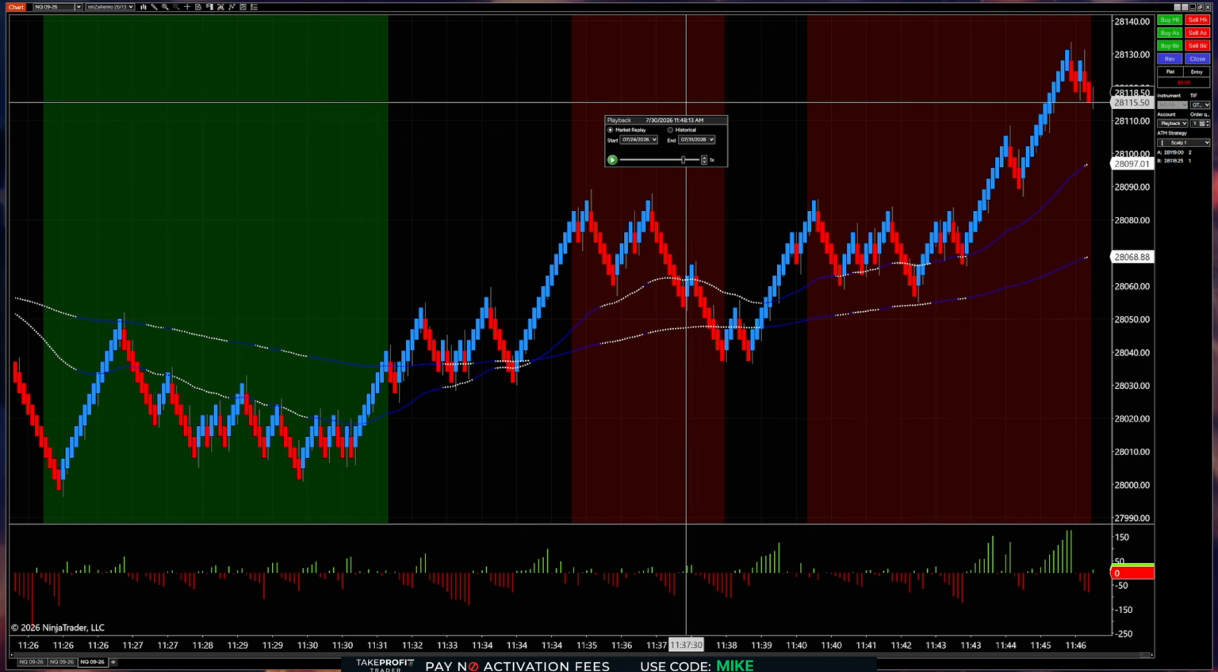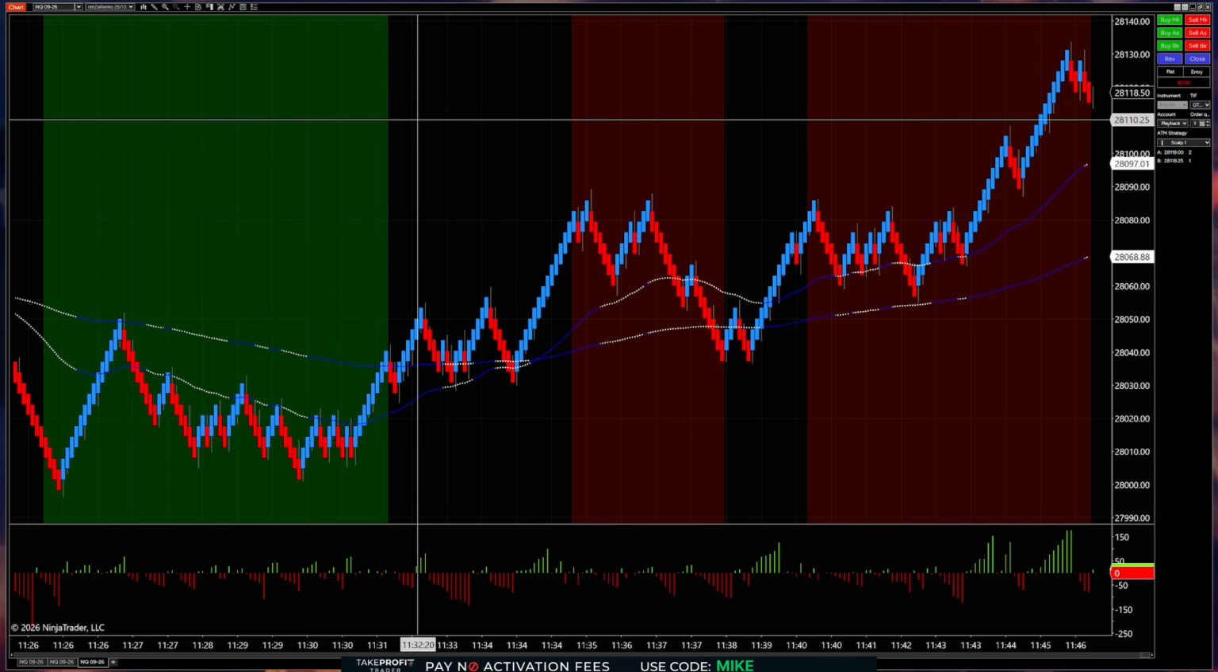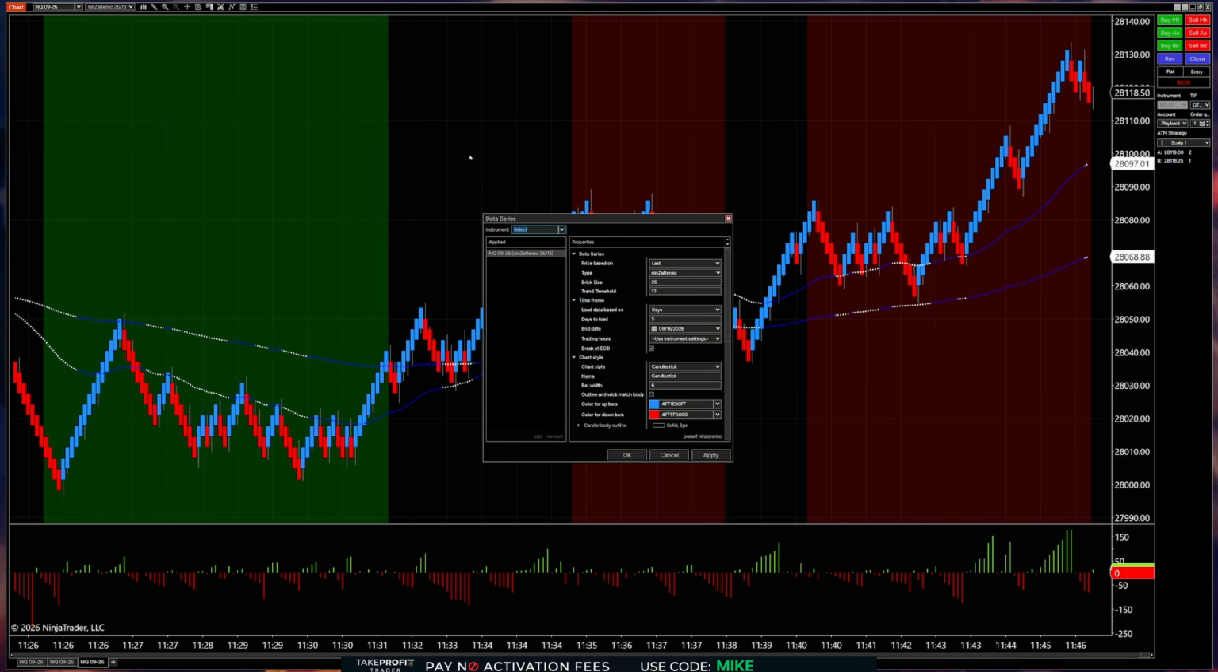Now, one of the other things that's going to be a little bit different about this candle type: if I right click and go to where it says data series, you can see we have an extra parameter. We have brick size, which is how many ticks are in the actual Renko bar, but that can vary because of the wick. Then we also have what's called the trend threshold.